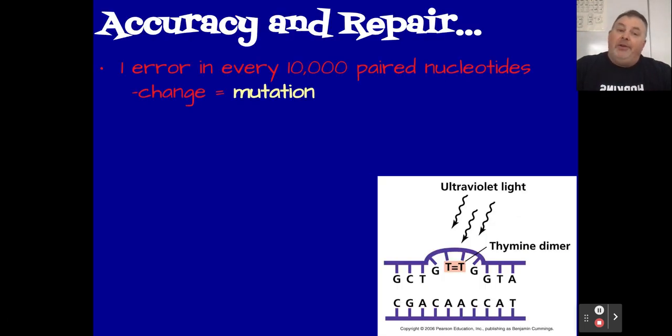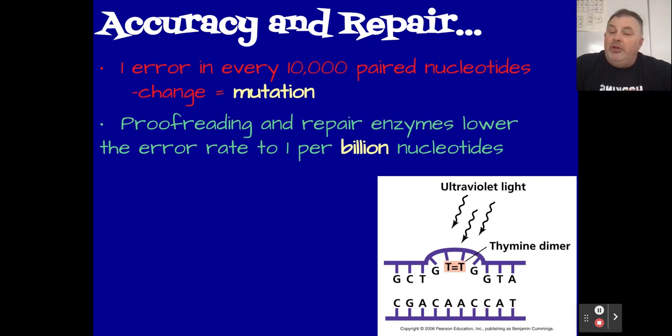Now, as far as the accuracy and sometimes even the repair of DNA, it's very, very precise. It's estimated that there is one error in about every 10,000 paired nucleotides. In other words, it doesn't happen very often. I know when I'm typing, I make an error it seems like every 10 words. This is extremely accurate, and we call these changes a mutation.